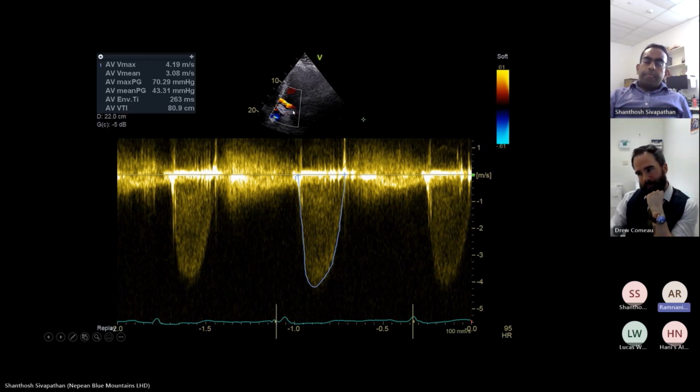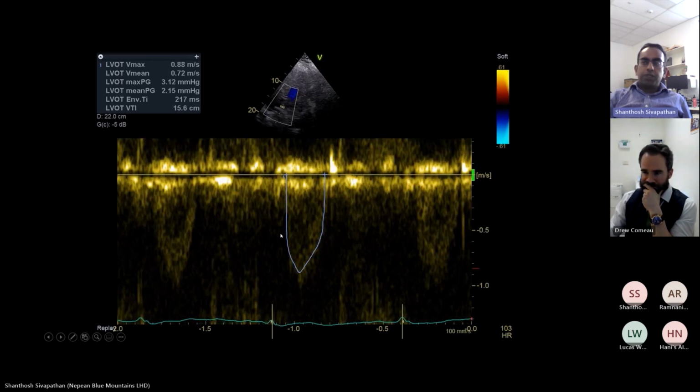So am I hearing you correctly that if you have a poor ejection fraction, you might actually rely on it more? Absolutely. Yeah. Okay. Absolutely, because your gradients will not be enough to get the mean gradients that you desire.